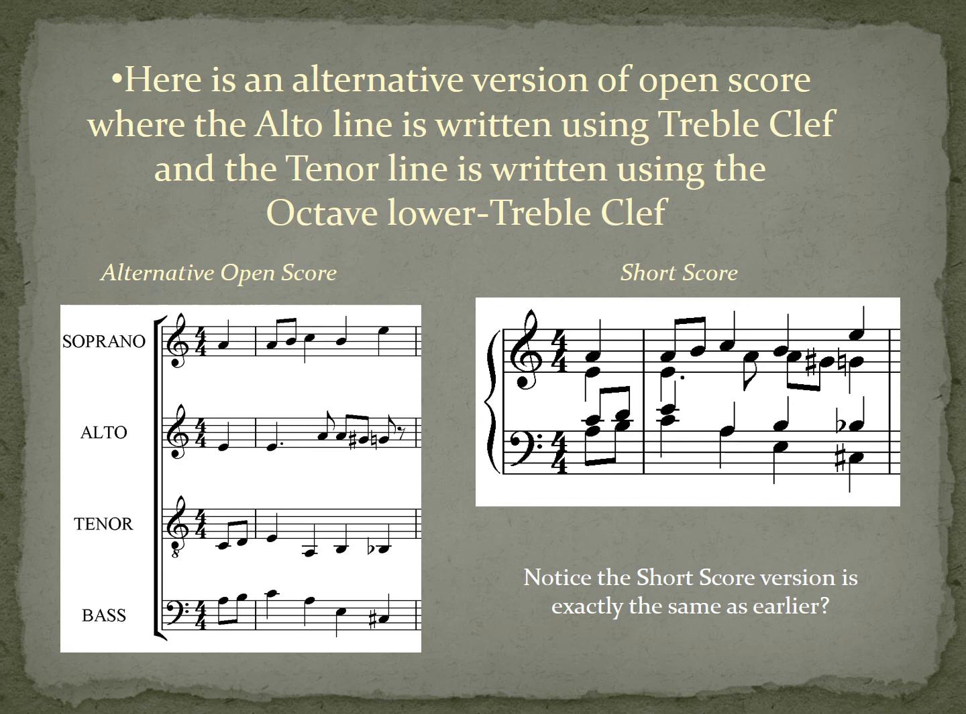For example, the treble will have the soprano line with the sticks up and the alto line with the sticks down, and the bass will have the tenor line with the sticks up and the bass line with the sticks down. Now, if you want to click back on this particular one, you'll see that both the short score versions from this alternative open score and the original open score are exactly the same answer.